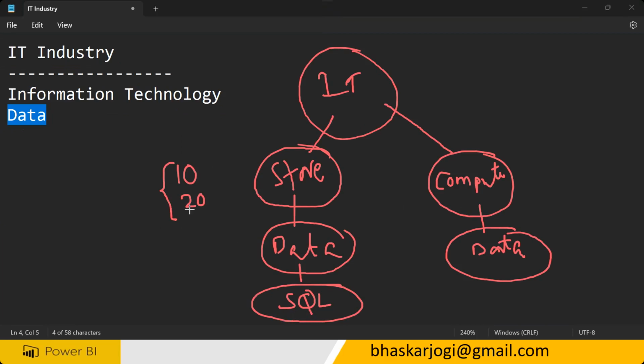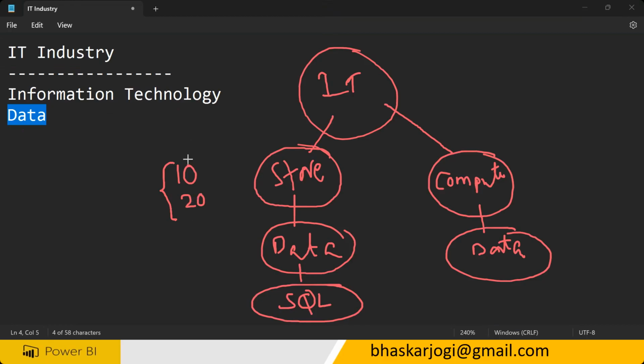I'm talking about two numbers, but two numbers you can store on pen and paper also, right? So nobody is going to use SQL to store a small amount of data. We are targeting a large amount of data: petabytes of data, zettabytes of data, gigabytes of data. The IT industry is going to be processing large amounts of data.